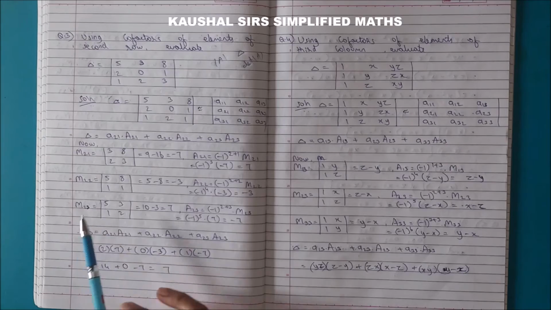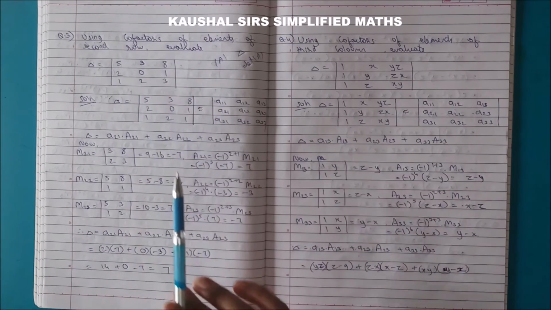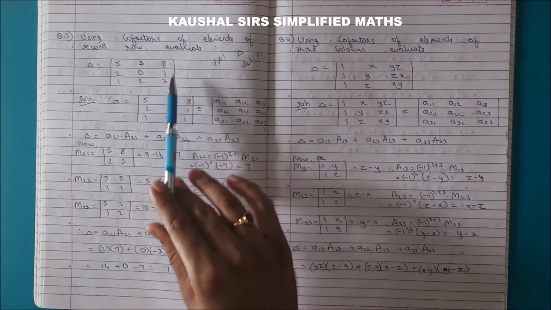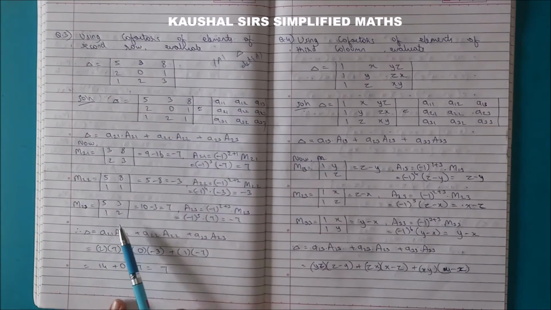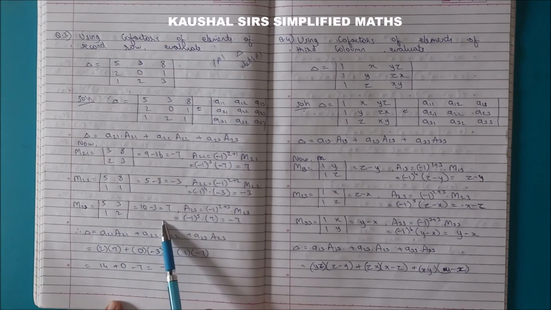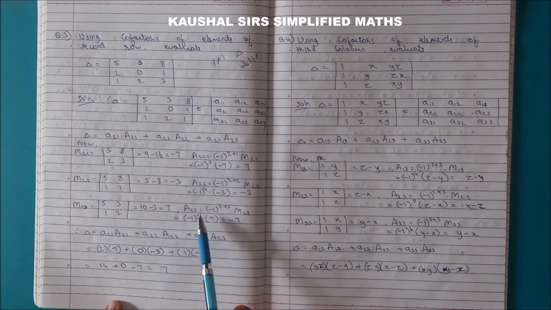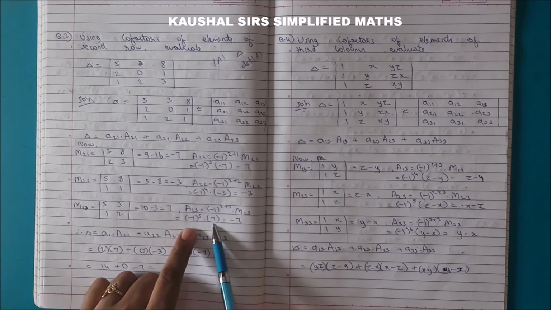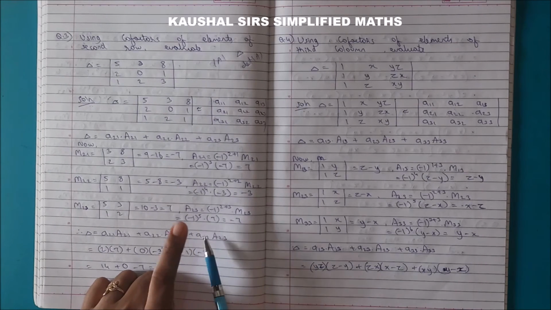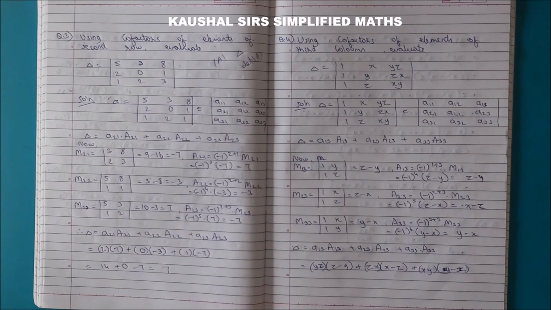Then we go for M23, which is minor of a23. So we cover the second row and the third column. So we are left with the determinant of these four elements. Okay. Now if you expand, you get 10 minus 3, which is 7. Then the cofactor of a23 is minus 1 raised to 2 plus 3 into M23. So minus 1 raised to 5 into 7. Negative 1 raised to an odd power is minus. So this is actually minus 1. Minus 1 into 7 is minus 7.